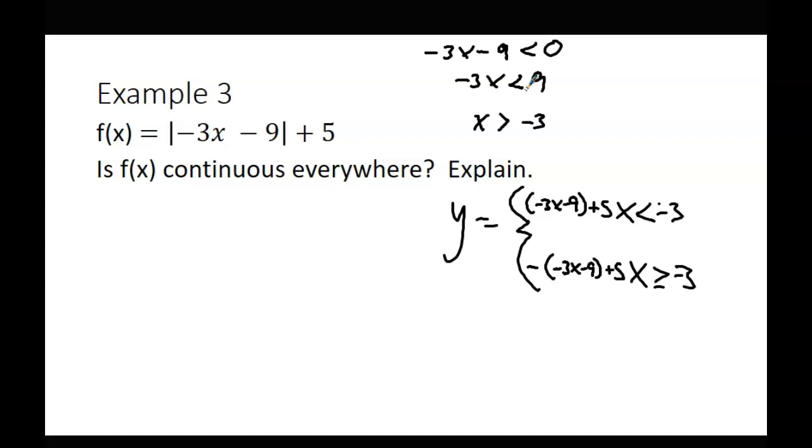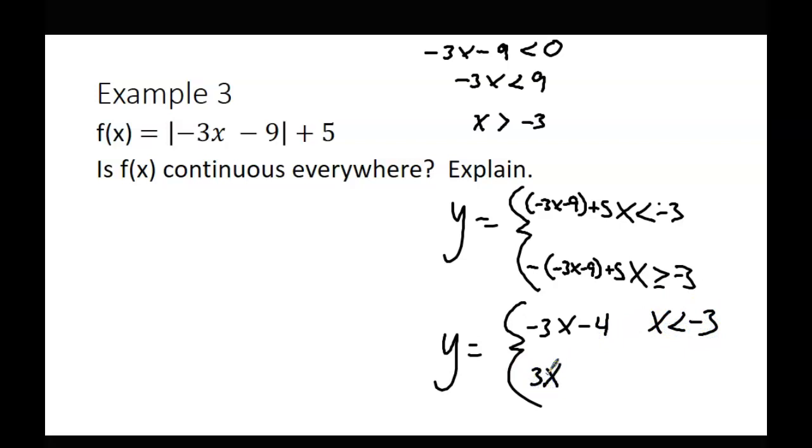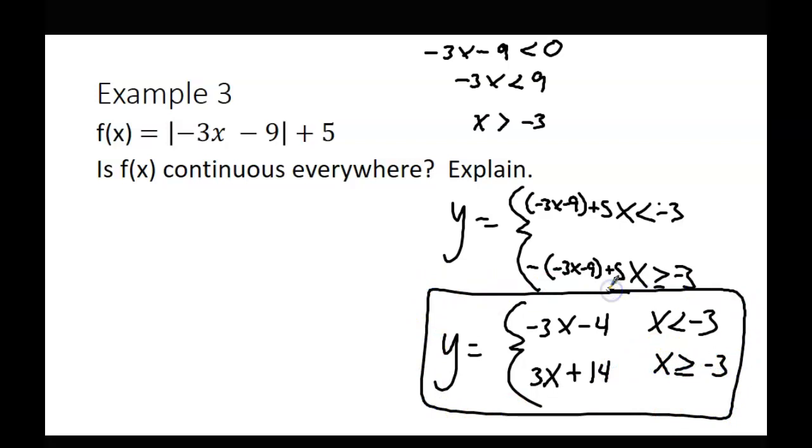All right, I'm going to go ahead and simplify this though. So on the top we have negative 3x, negative 9 and 5 makes negative 4. On the bottom I'm going to distribute a negative, so that's going to be a positive 3x and a positive 9, which when you combine it with 5 makes 14. Now that's not the answer, but I'm going to box it just so I know that we're not using this anymore. Now we're using this. So now we can do our calculus.